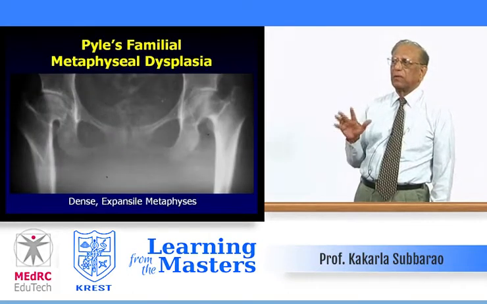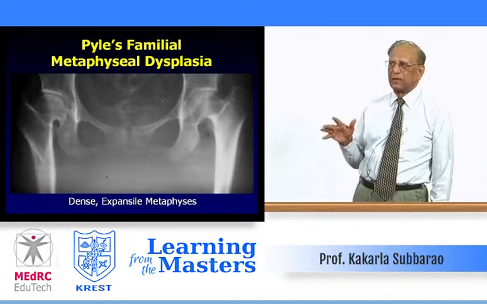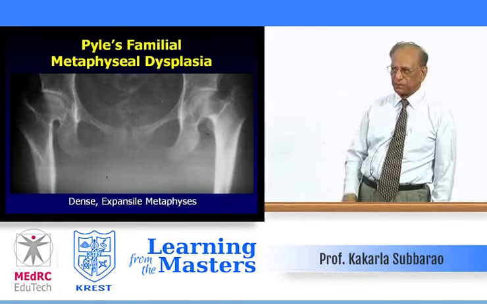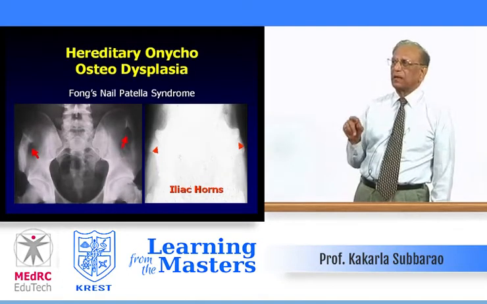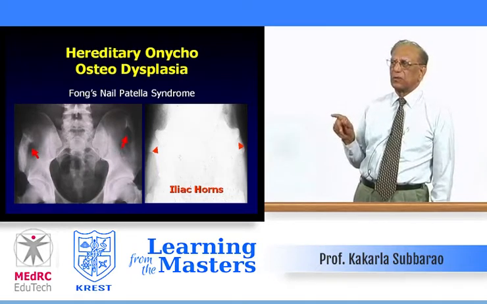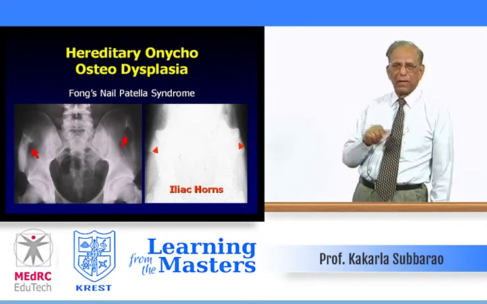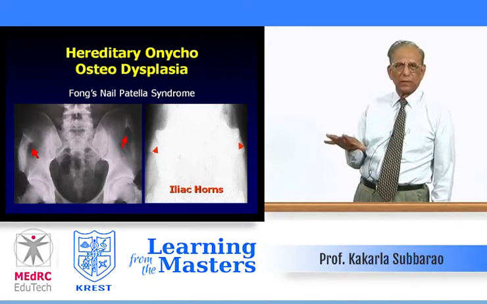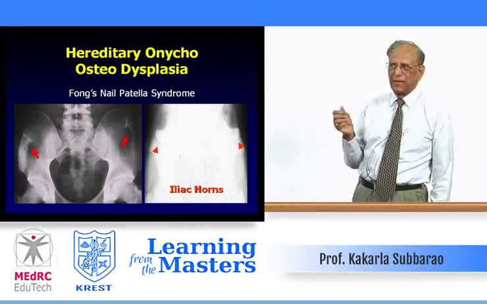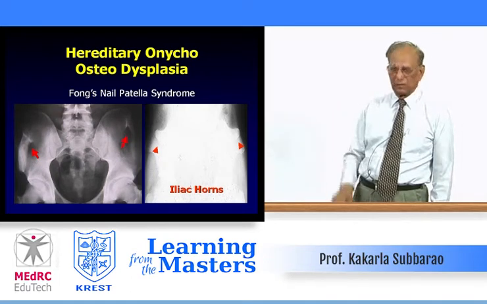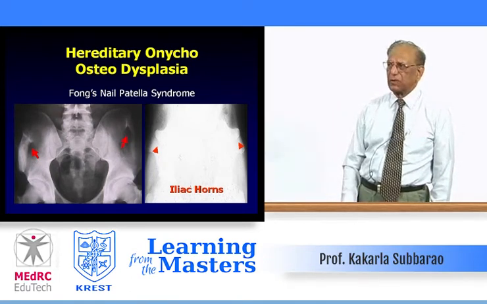Then comes Pyle's familial metaphyseal dysplasia: dense expansile metaphyses, including the medial ends of the clavicles. Another entity is hereditary onycho-osteodysplasia, so-called Fong's syndrome. Osteocartilaginous exostoses, bilateral, symmetrical, only in the iliac bones, nothing in the tubular bones. It is also called Fong's nail patella syndrome because there are dysplastic nails and a hypoplastic patella. They are also called iliac horns. Rare, but occasionally you may see.